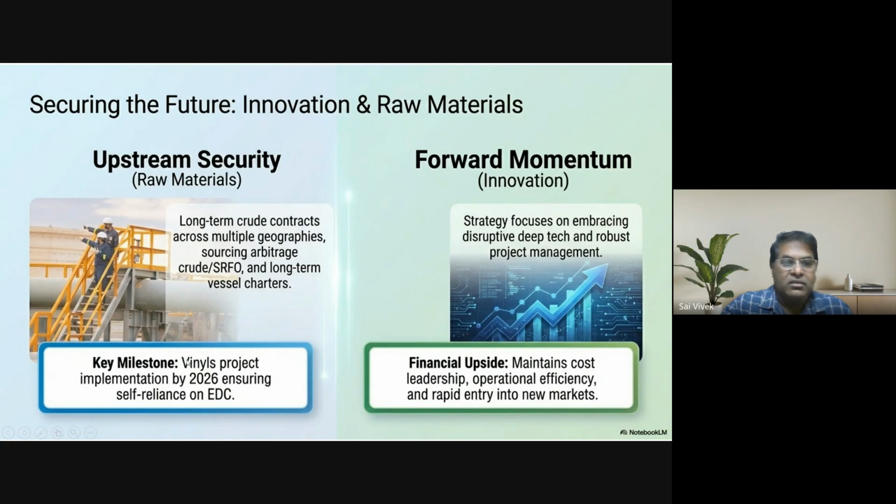And Vinyl's project implementation by 2026, these are some examples. So the future focus is a strategy focused on embracing disruptive deep technologies and robust project management. Very powerful statements. These are the things adopted by RIL.